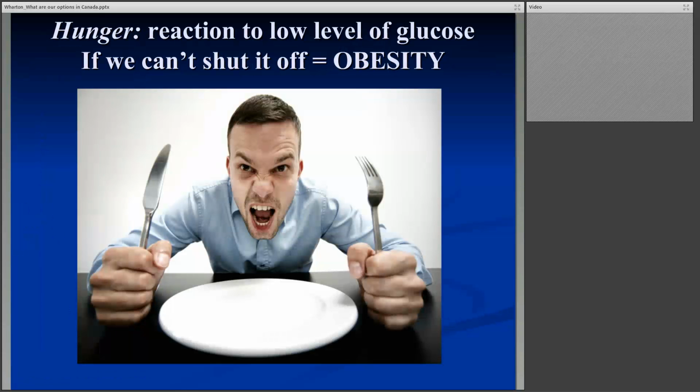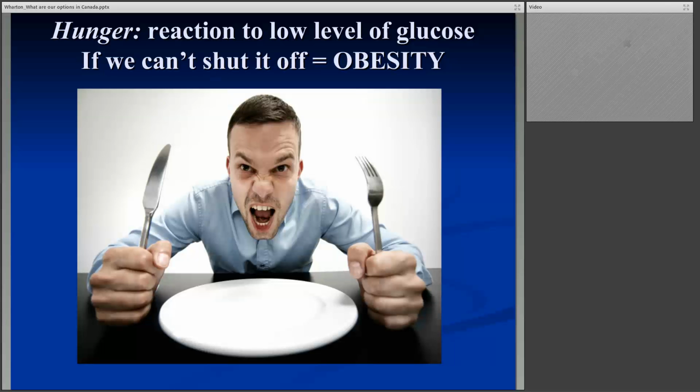But because we didn't really want to believe that concept, let's talk a little bit about what drives this entire thing. Because many people will try more and more diets because they believe that the next diet is actually going to work. Let's talk about hunger. Hunger is the reaction to a low level of glucose. And if you can't shut off hunger, your weight ends up going up. Now, most people can shut off their hunger relatively easily by just eating food.